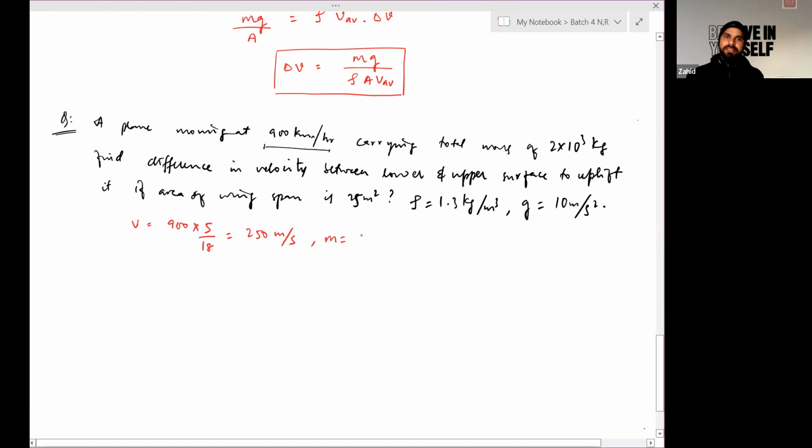Mass of entire system is 2 into 10 to the power 3 kg, and density is 1.3 kg per meter cube. So according to the above relation, difference in velocity will be mass times gravity divided by rho A times V average. Area of entire wing of plane is 25 meters squared. So just put all these values in this equation and simplify it.